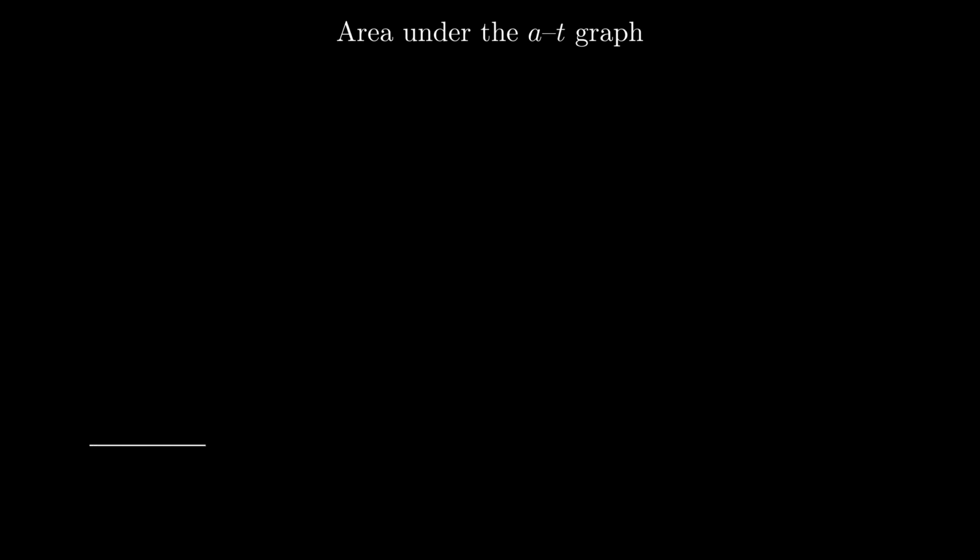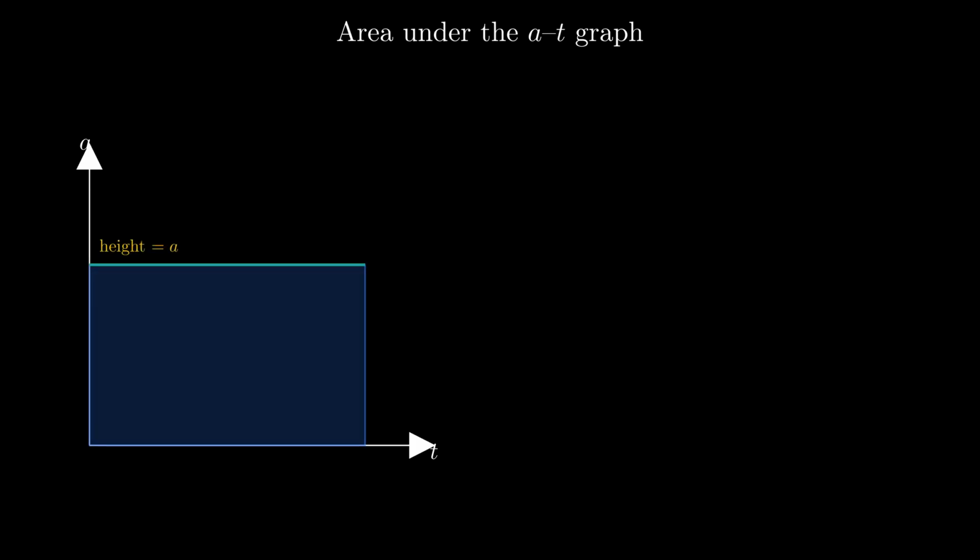Now examine the acceleration versus time graph. For constant acceleration, it is a horizontal line at height a. The area beneath it from 0 to time t is a rectangle. Its height is a, its width is t, so its area is a times t.